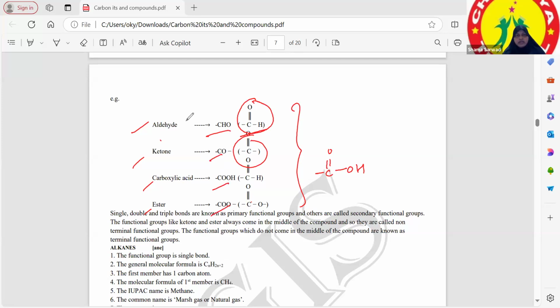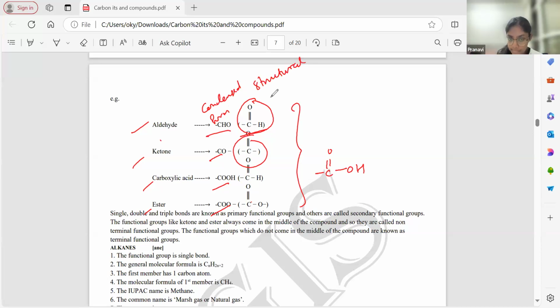If you want to note according to here, you can write the condensed form. And these are the structural forms. Both are the same, yeah, just different representations. How I have shown for the alkane, in the same manner.